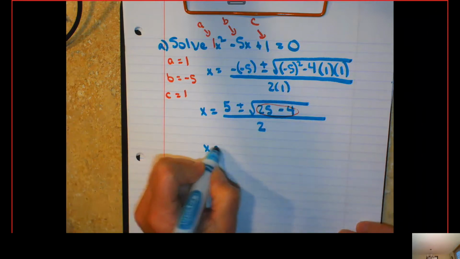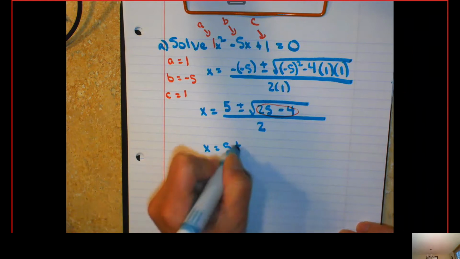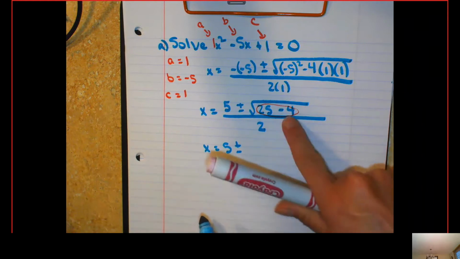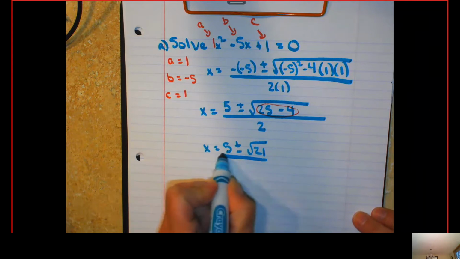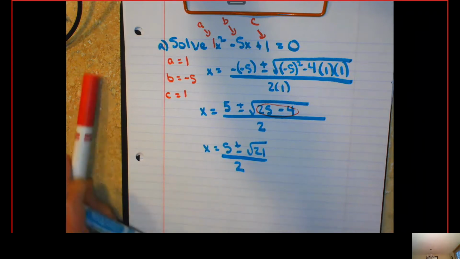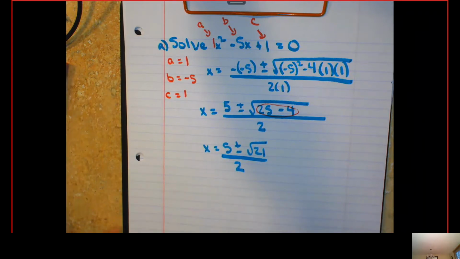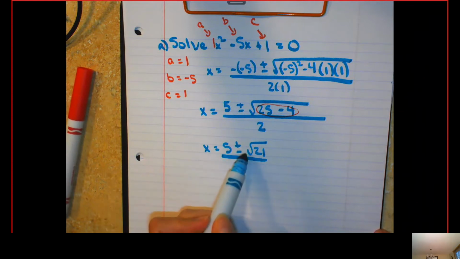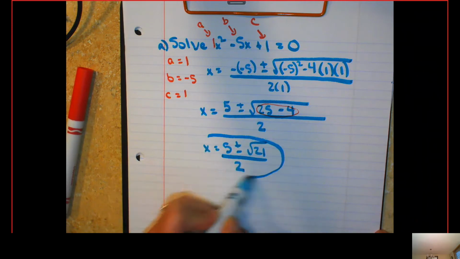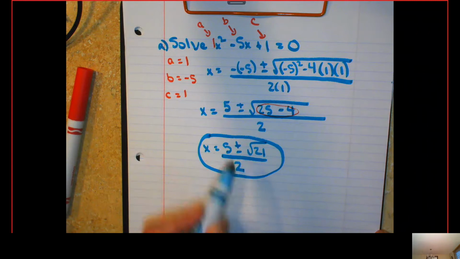So I have x equals 5 plus or minus 25 minus 4 is 21, so I have radical 21 all over 2. Now to simplify, I'm going to look to see if I can divide everything by the same number. There's no number in the front here besides a 1, so I can't divide anything. So I can write my answer like this, or I can separate this, because this means there's 2 answers, one with a plus, one with a minus.